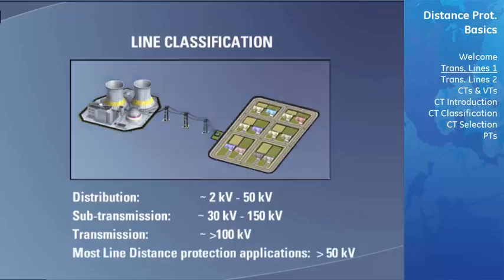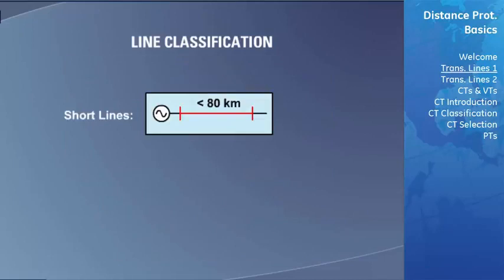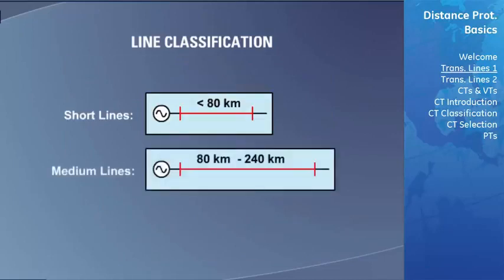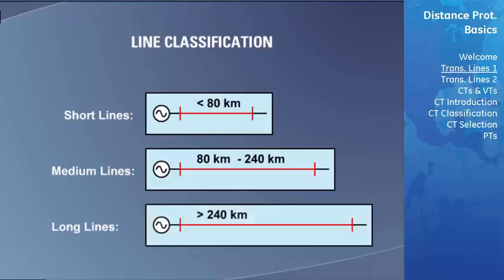Transmission line lengths have also been classified into three categories. Short transmission lines are less than 80 kilometers in length. Medium transmission lines are roughly between 80 kilometers to 240 kilometers. Long transmission lines are greater than 240 kilometers in length.